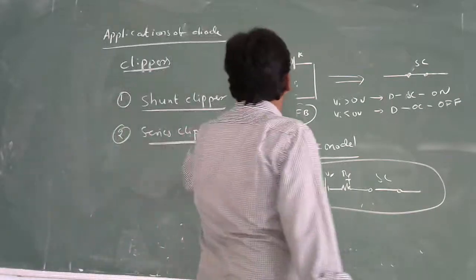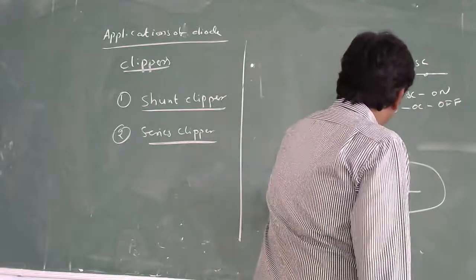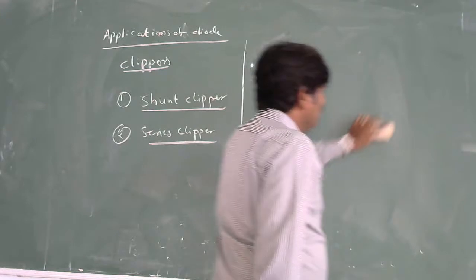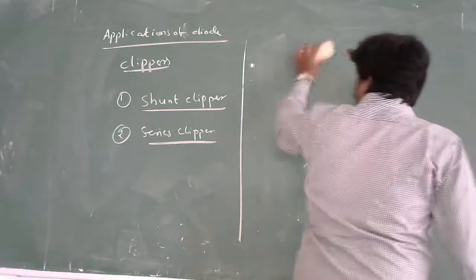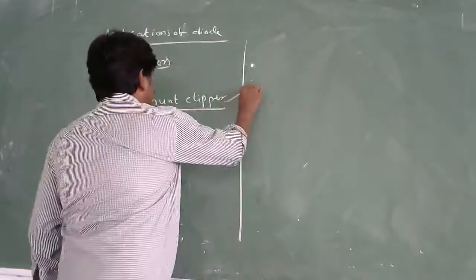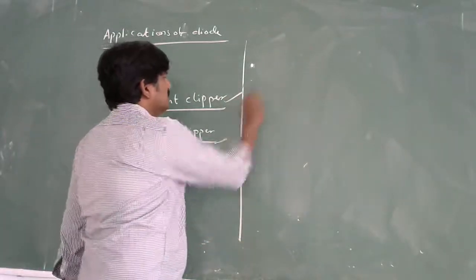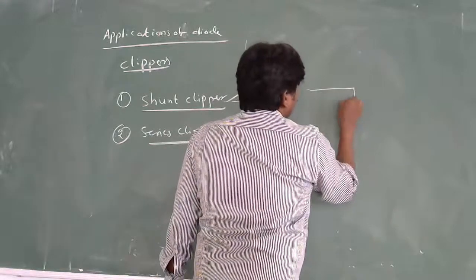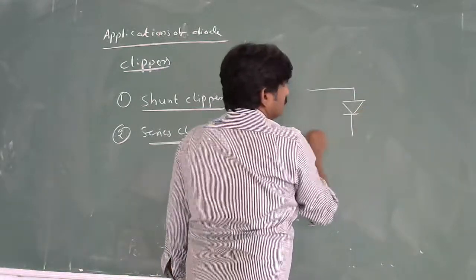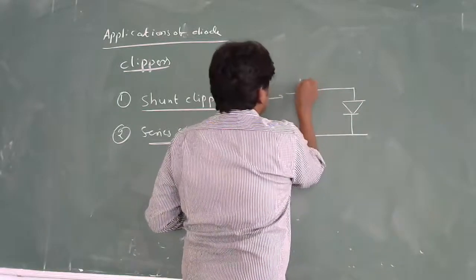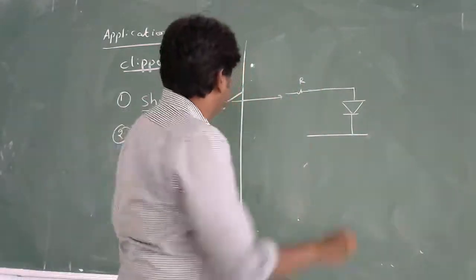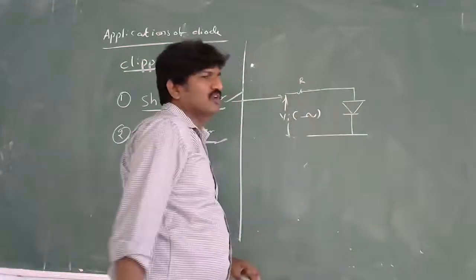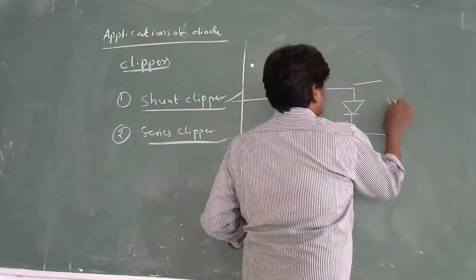Now, let us move to the clippers. Now we have come to understand how the practical diode and ideal diode can be considered to define the shunt clipper as well as the series clipper. Let us take the shunt clipper. For the shunt clipper, let me consider we have the diode and the resistance. This is R, and we have the input VI, which should be sinusoidal only, and we have V0.